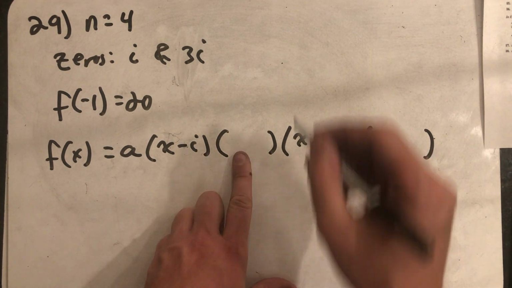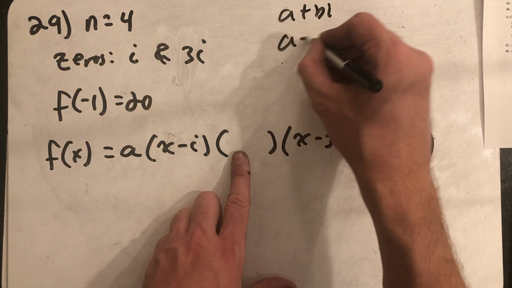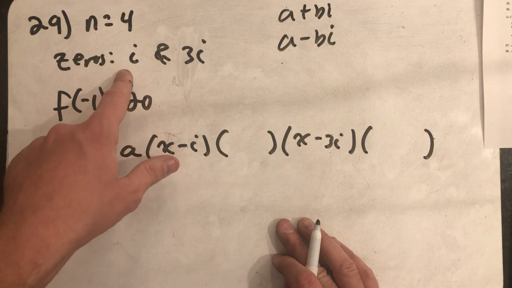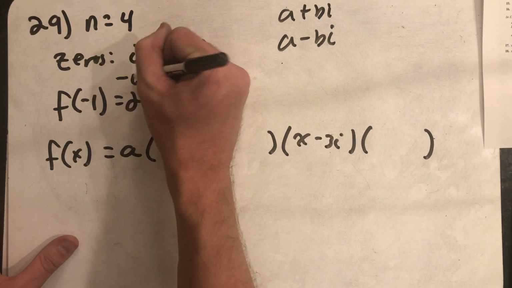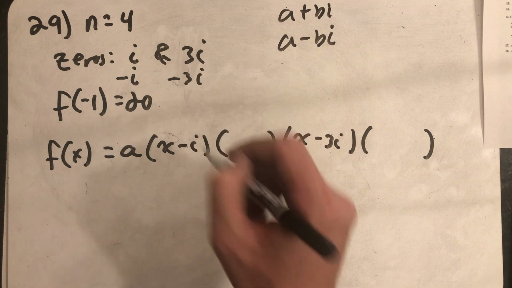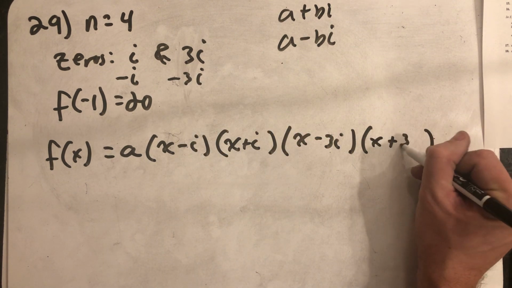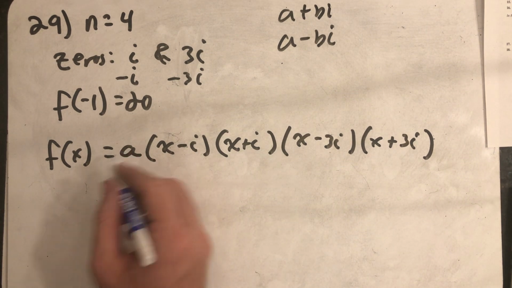But then I remember that if a plus bi is a complex root, then a minus bi, the complex conjugate, also has to be a root. So if 0 plus i is a root, then 0 minus i also has to be a root. If 3i is a root, then 0 minus 3i also has to be a root. So we actually do have 4 zeros if we use the conjugate pairs theorem. All right, well, I need to figure out what a is.